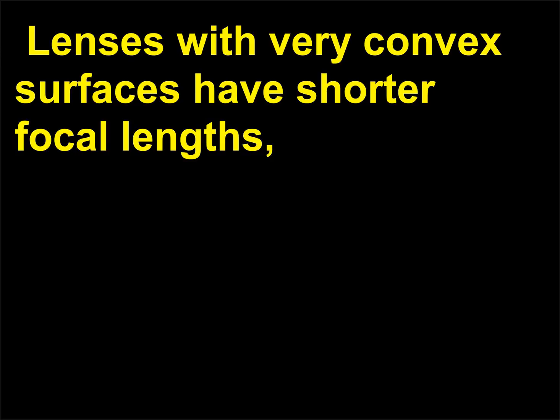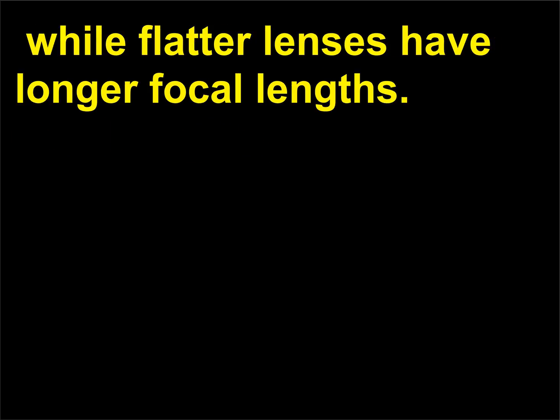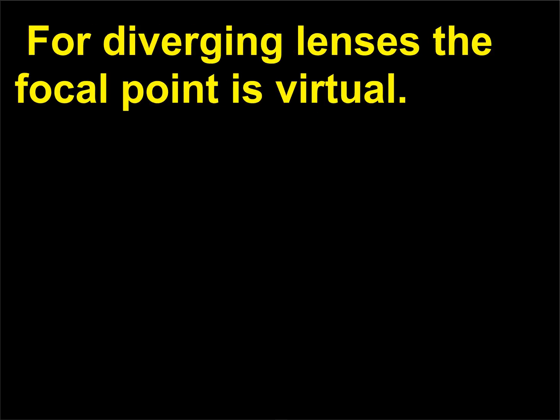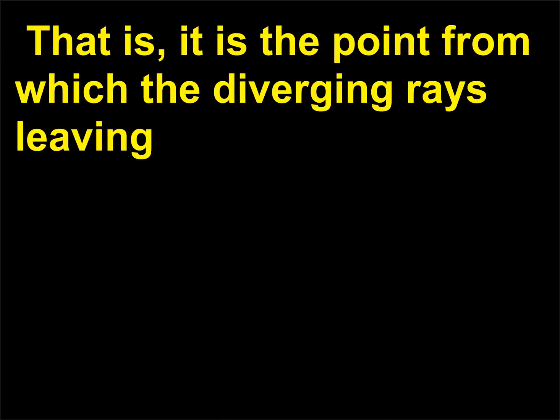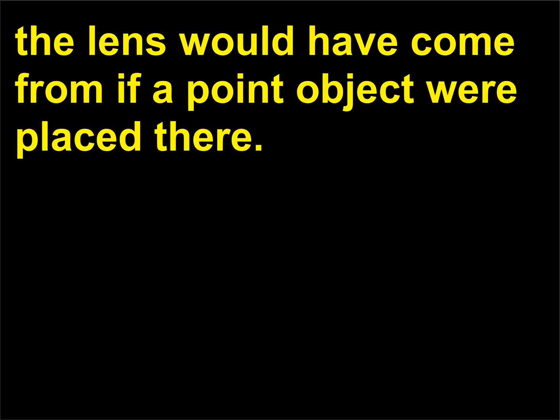Lenses with very convex surfaces have shorter focal lengths, while flatter lenses have longer focal lengths. For diverging lenses, the focal point is virtual. That is, it is the point from which the diverging rays leaving the lens would have come from if a point object were placed there.